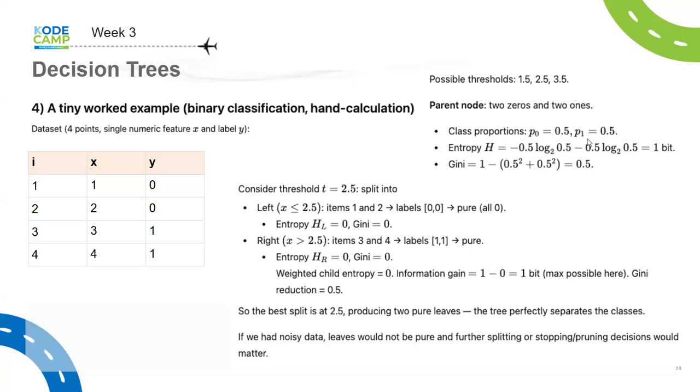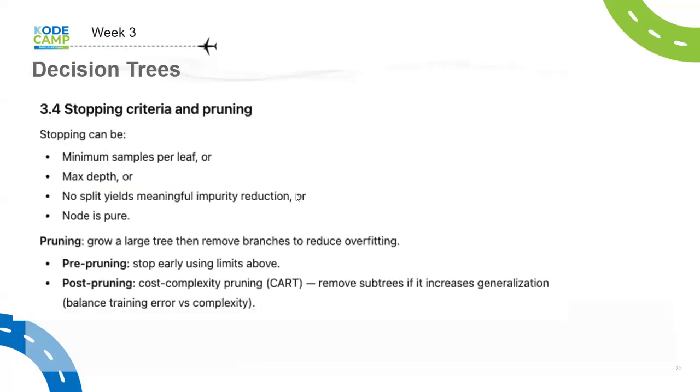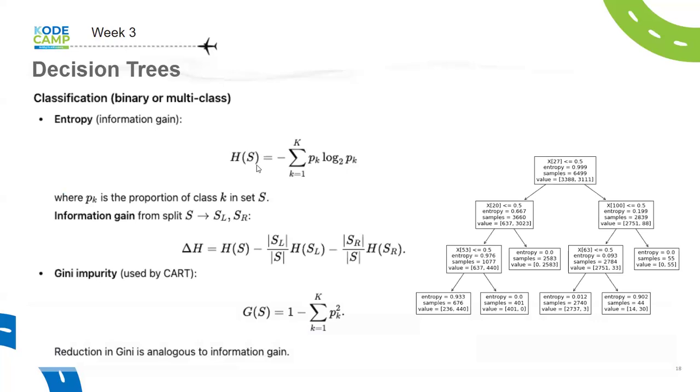So to now calculate the entropy in the parent node, remember the parent node is the first node where you make the first decision. You now use the entropy formula. So if you go back to the entropy formula, you remember the entropy formula is the sum of pk times log to base 2 of pk, the same pk.